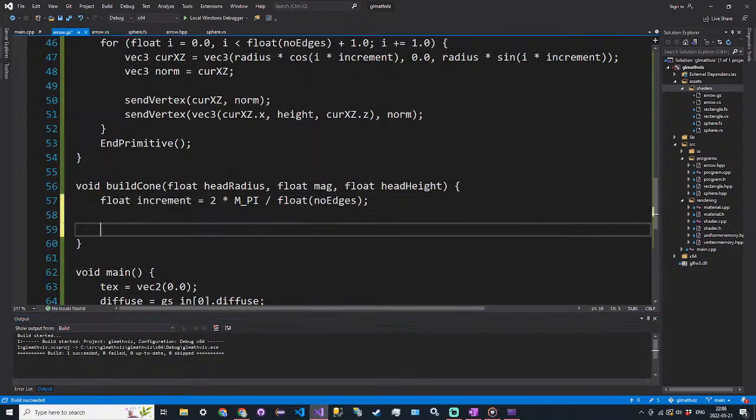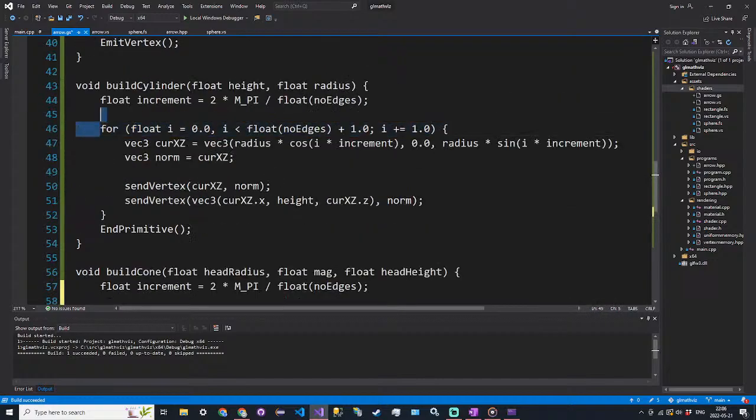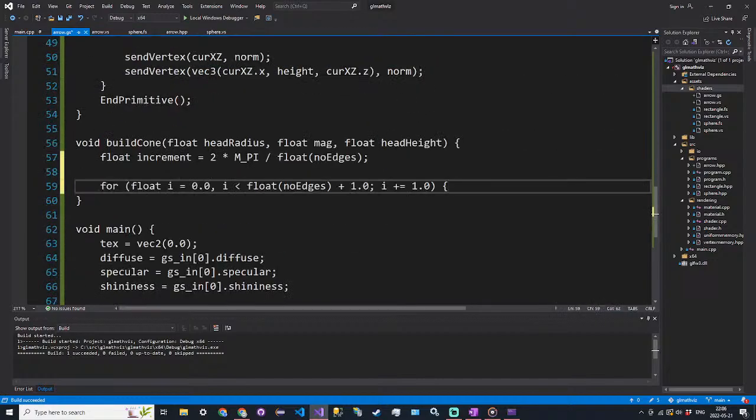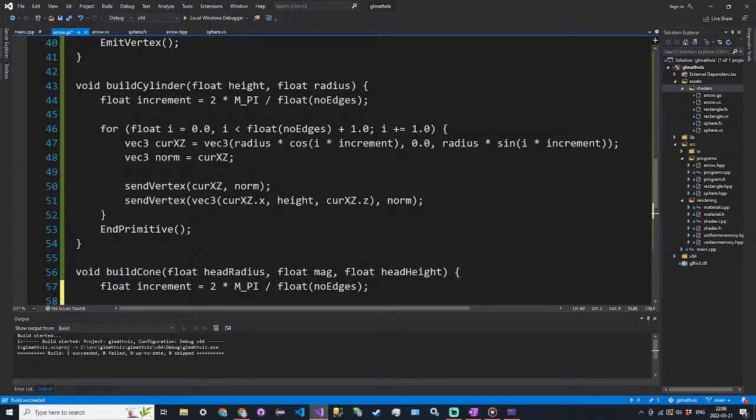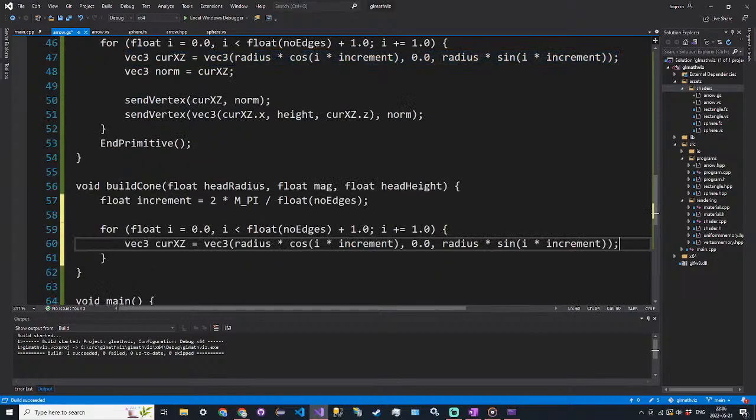And we're going to do the same for loop. And then we're going to calculate an xz coordinate as with before. And it's going to be the same calculation using cosine and sine, except the radius will be head radius. And the y coordinate will now be the bottom of the cone. So it's going to be the magnitude minus head height.